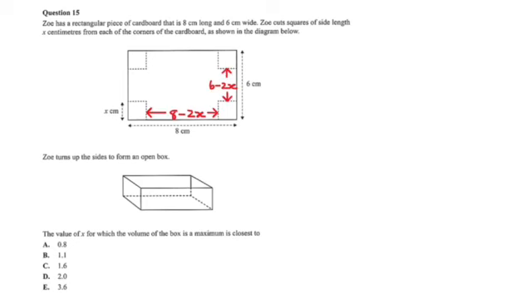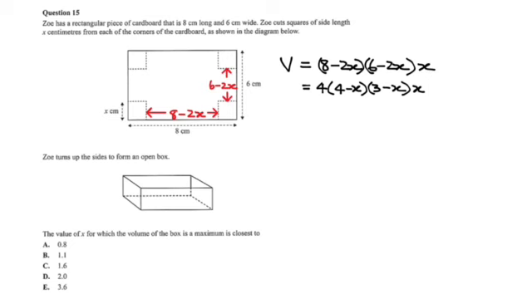Okay. First of all, we should sort this out. This dimension here, of what's going to be the floor of the box, would be 6 minus 2x. This would be 8 minus 2x. So the volume is going to be 8 minus 2x times 6 minus 2x times x. Alright, this x over here. So let's work this out. So V is that thing, which is that.